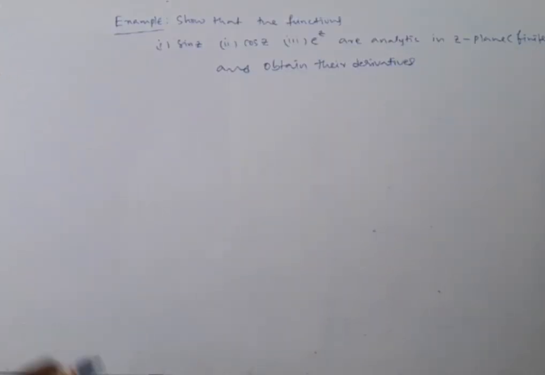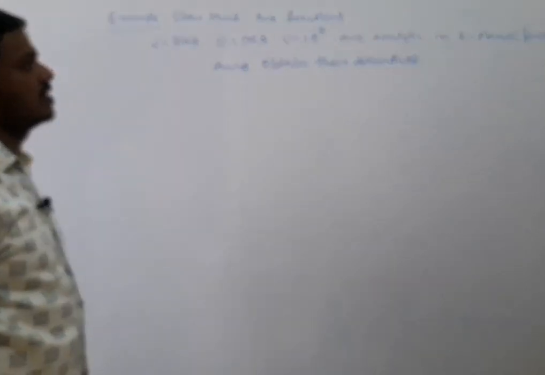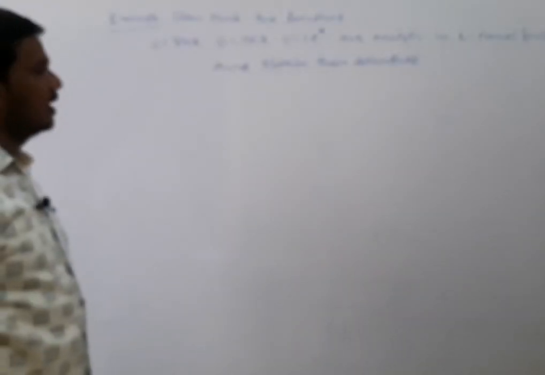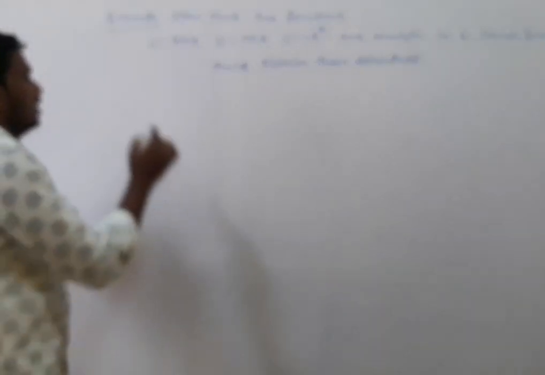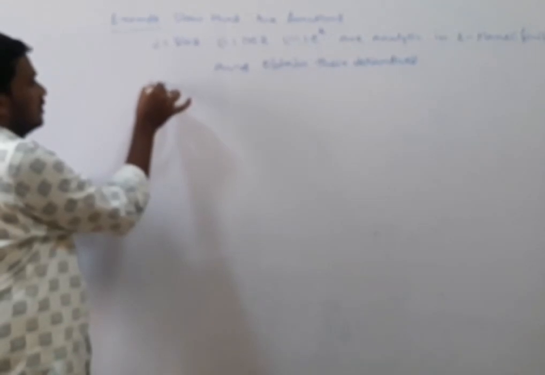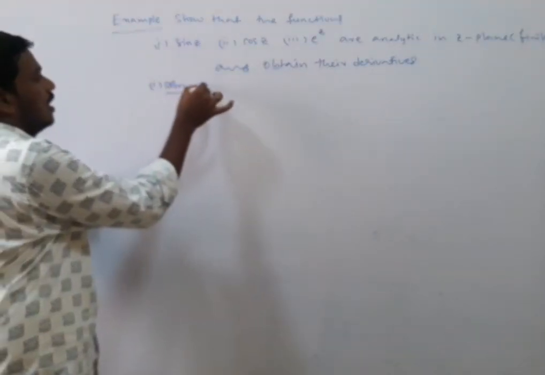Now coming to the second example: show that the functions sin z, cos z, e to the power of z are analytic in the z plane, that is, the finite z plane, and find their derivatives also. Now coming to the first one, let f of z equals sin z.